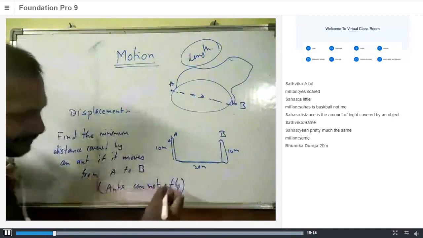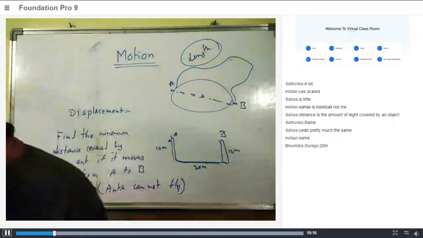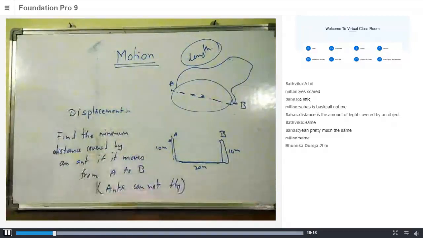Yeah, what is your answer, Akshani? You said 20, right? So Akshani says 20. Bhumika also says 20. Milan, what is your answer? Milan, Sahas and Satvika, I want answers from you people. What is the minimum distance covered? 20.